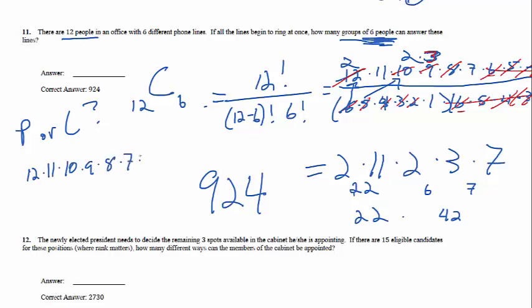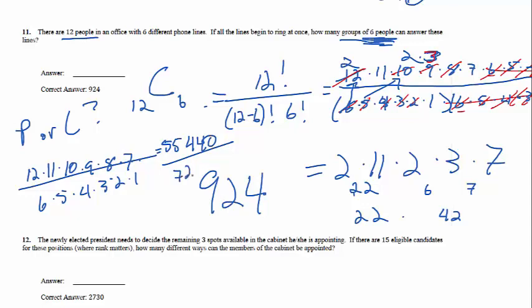Okay, now if this was confusing up here, I could do 12 times 11 times 10 times 9 times 8 times 7, and the other one gets canceled, over 6 times 5 times 4 times 3 times 2 times 1. And that's 12 times 11 times 10 times 9 times 8 times 7. And I get 665,280 on top, divided by 6 times 5 times 4 times 3 times 2 times 1, 720 on the bottom, and I should still get the 924.